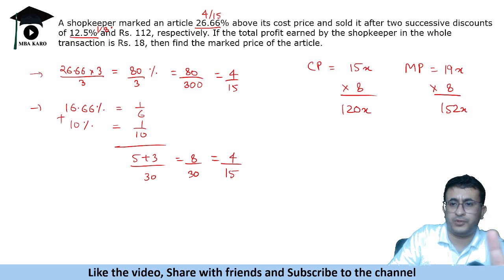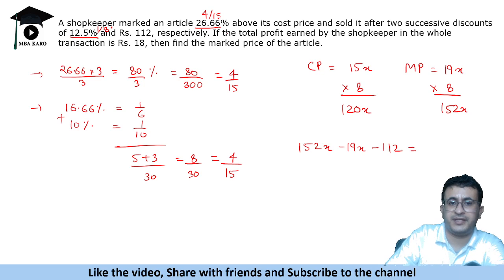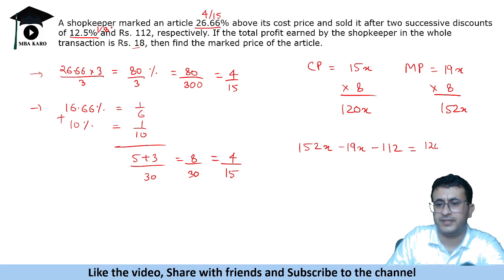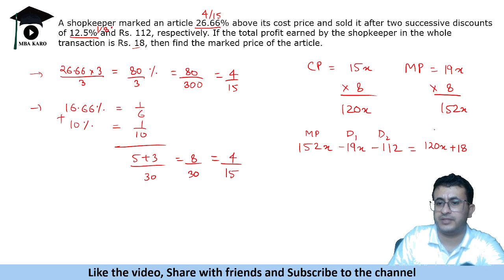Now he gave two successive discounts. First is of 1 by 8. So अब 1 by 8, 152 by 8 is 19. So अब 19x कम हो गया और दूसरे डिस्काउंट में 112 कम हो गया, right? And how much is he making? He is making a profit of ₹18. तो cost price ये थी, ठीक है, उसमें 18 जोड़ दो, that will be the selling price. What is selling price? Cost price plus profit. So this is the mark price, this is the discount 1, this is the discount 2, that becomes the selling price, which is cost price plus profit.